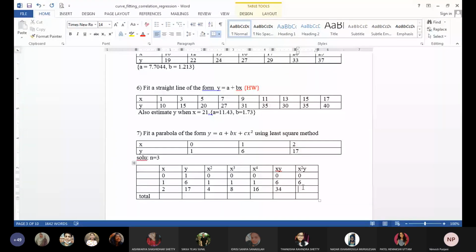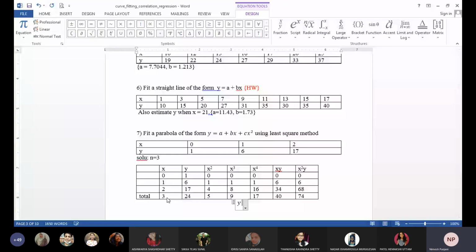Okay, 17 into 4, 68. Find the total of all these. These are the values which you are getting. Just check out.